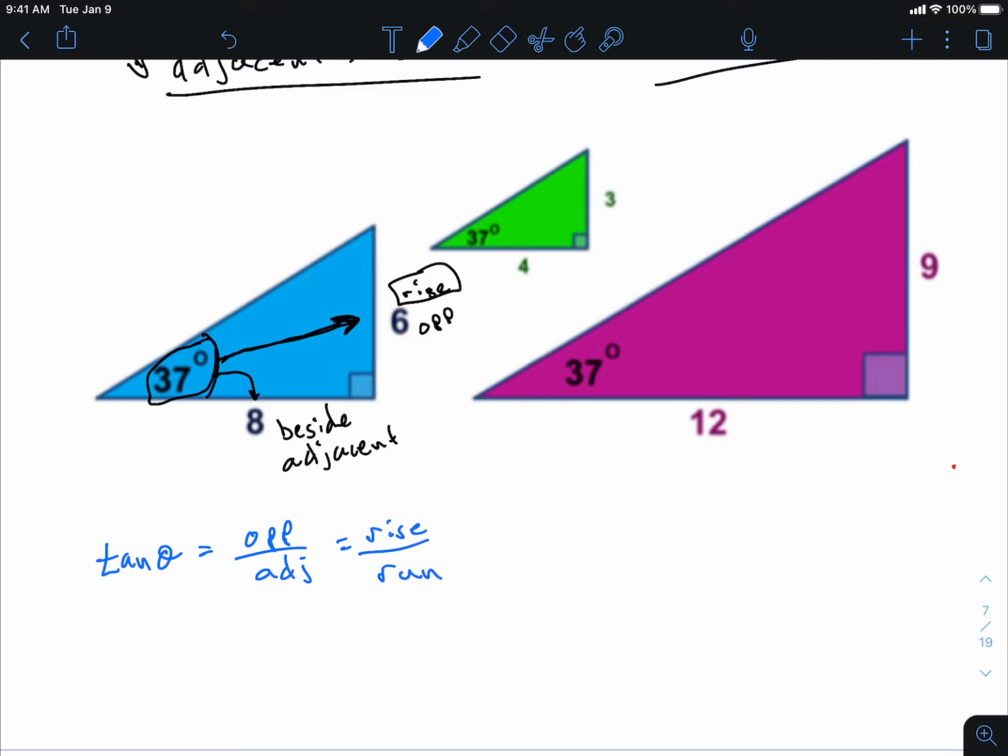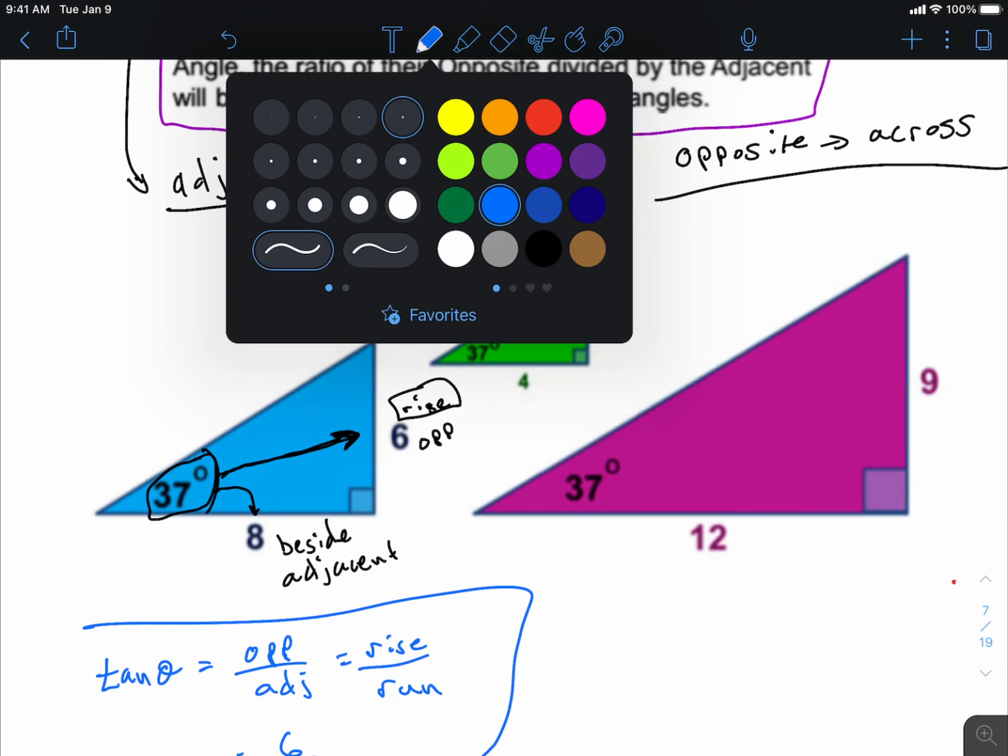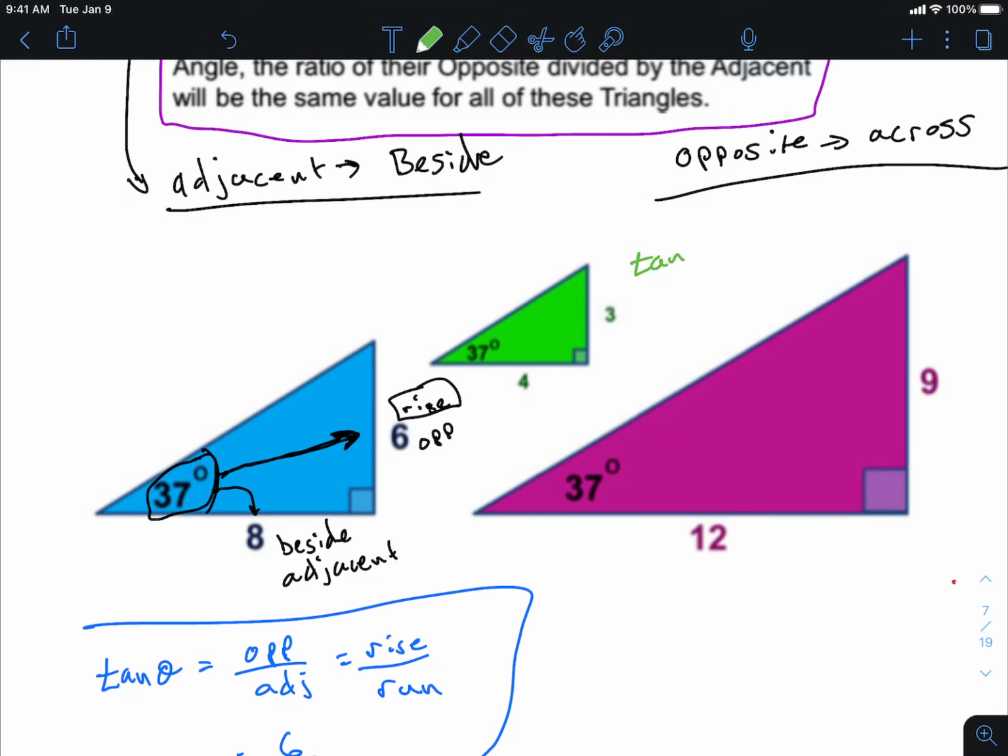So you just fill in the numbers, right? What's opposite? 6. What's adjacent? 8. Okay? That's all I want you guys to do for right now, just on this page. Then we can do the green one. That's going to be tan theta is equal to, what's opposite? There's opposite. There's adjacent. Opposite over adjacent. We're just filling the numbers now. 3 over 4.